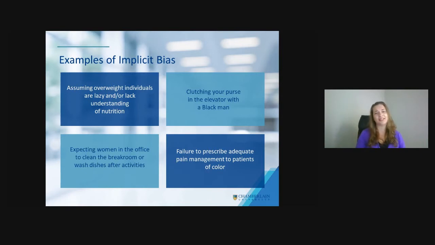Another example, interesting, is expecting women in the office to clean the break room or wash dishes after activities. And I think that's something that manifests both for men and women. I mean, if I think back to when I was in the office, we would have a party, and it just seemed like many times the women, no matter their rank or role in the department, would stay and clean up, and many of the men would disappear. And it was something that nobody even really questioned. It was just this implicit, sort of ingrained behavior that everyone engaged in.